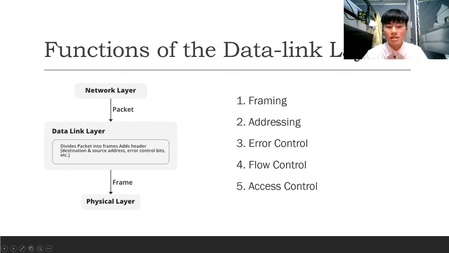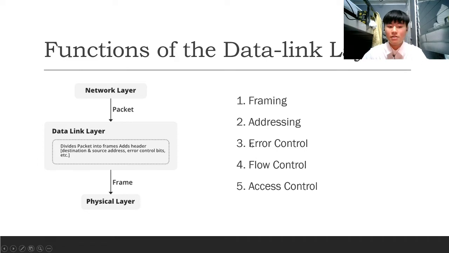Second one, we get addressing. So the data link layer encapsulates the source and destination's MAC address, or physical address, in the header of each frame to ensure node-to-node delivery. A MAC address is the unique hardware address that is assigned to the device during manufacturing. So you get a different MAC address on each device in the network.